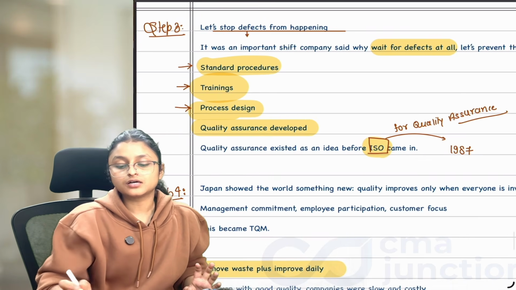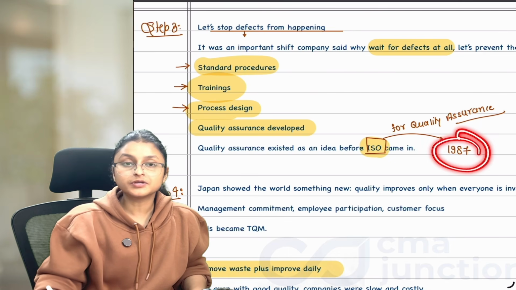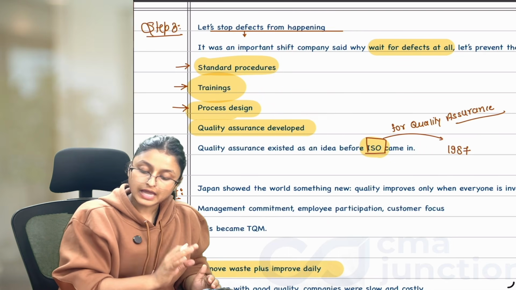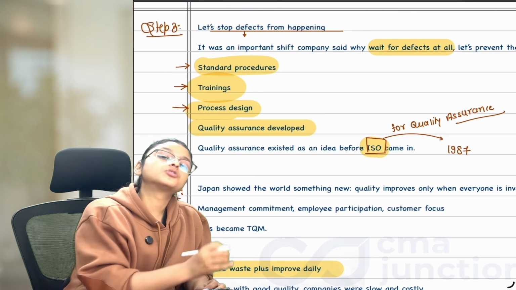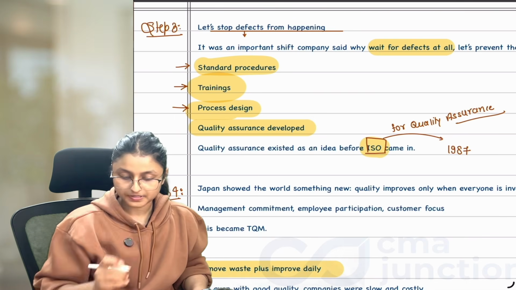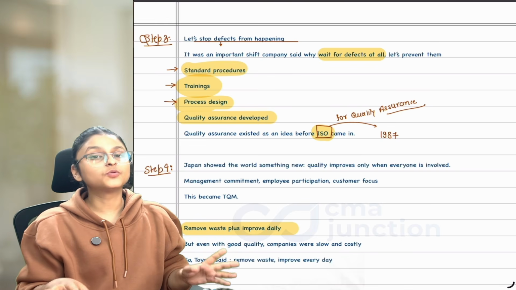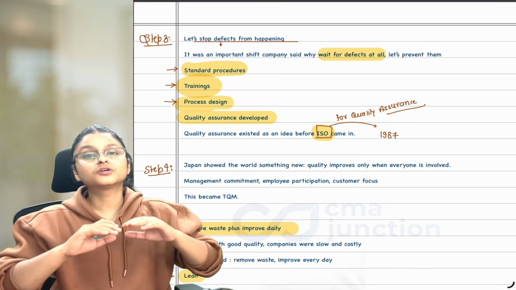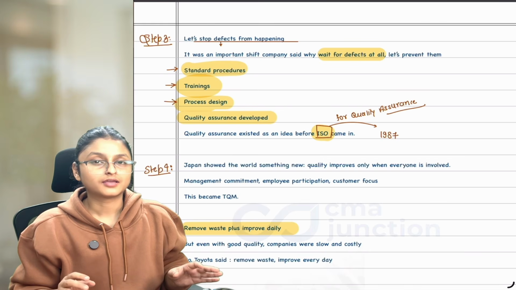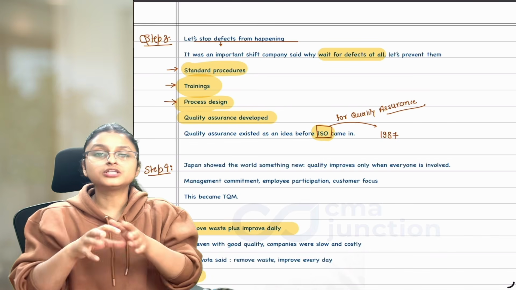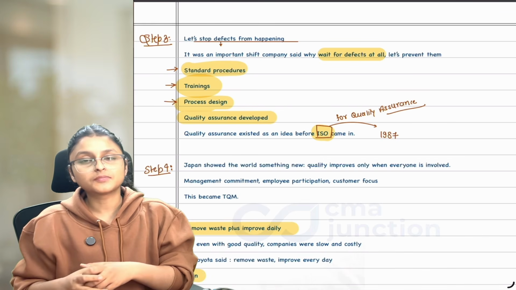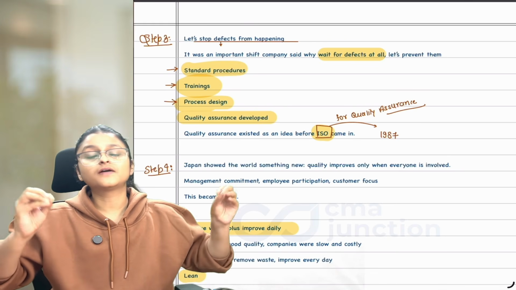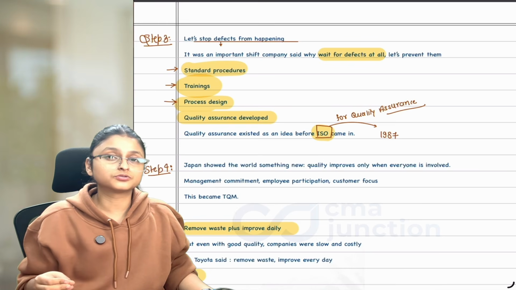So they made a quality standard in 1987, but quality assurance existed before that also. Now the time period came when World War II was happening, and due to World War II, Japan's economy was completely destroyed. And that is when Japan had to rebuild its economy. So think about it. Every resource they had was lost. They don't have a lot of money. They don't have a lot of resources.